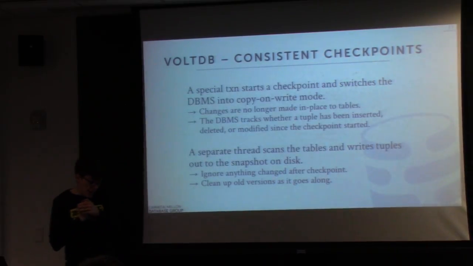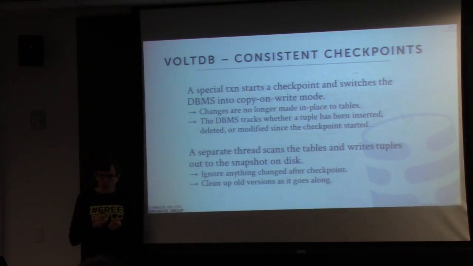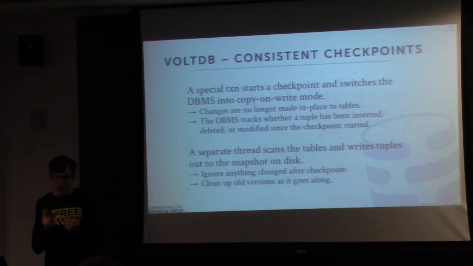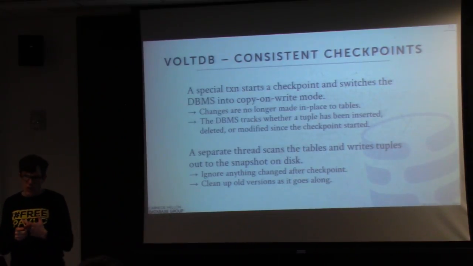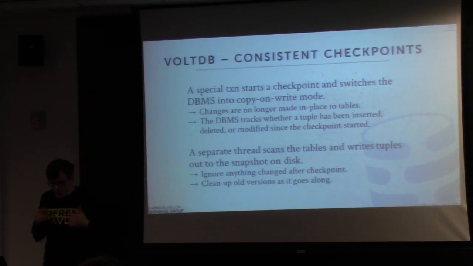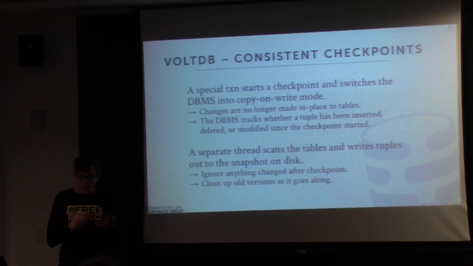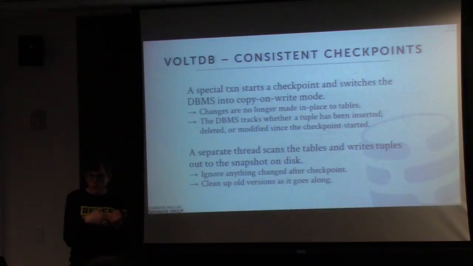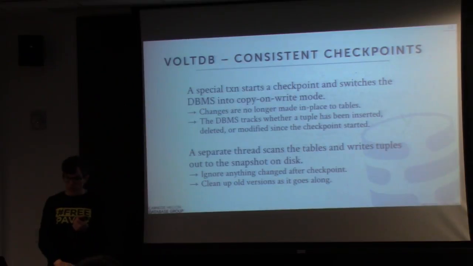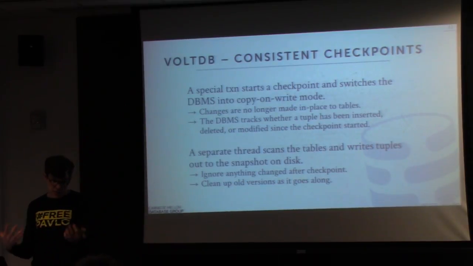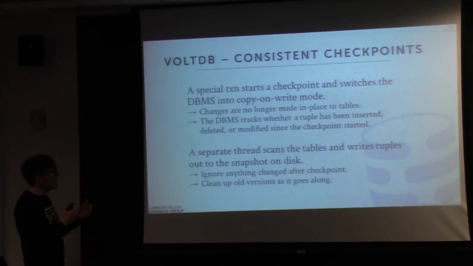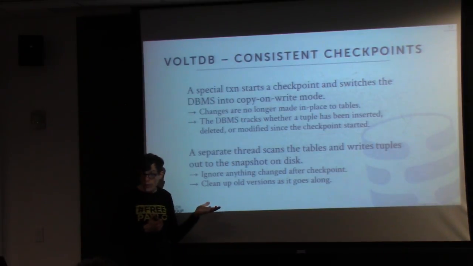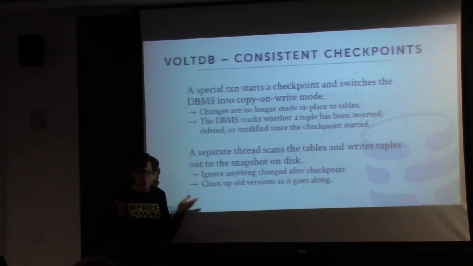VoltDB has single-threaded execution engines that are doing in-place updates. They can do this without any locks and latches because they know no other transaction could be touching data at the same time as the one transaction is running, because again, it's single-threaded. But when you take a checkpoint, you don't want the checkpoint thread to be running on the same thread you use to process transactions. So they have a separate background thread come along and scan the table heaps. But now, because we don't have any locks and latches to protect the checkpoint thread from the transaction thread, they switch into this special copy on write mode, where the system essentially becomes, it's not multi-version as you can have multiple versions, it's really a two-version system.